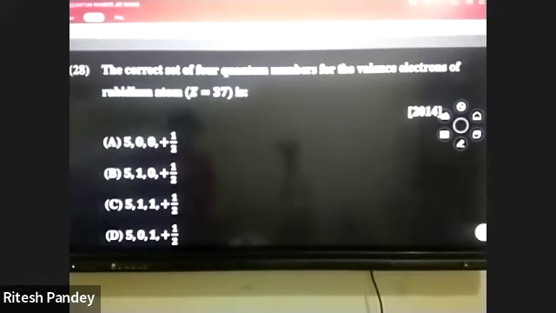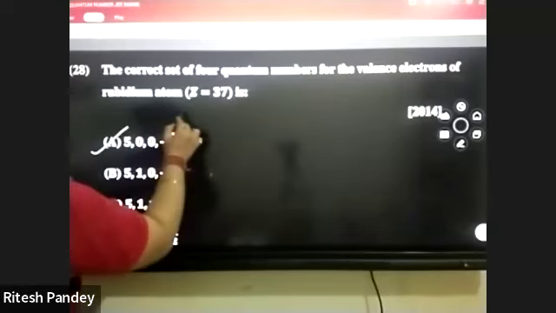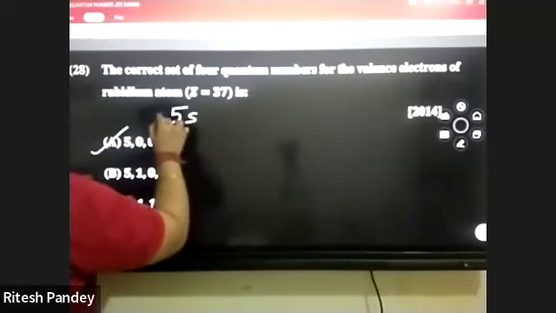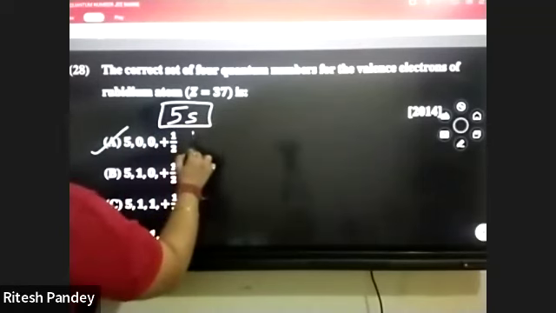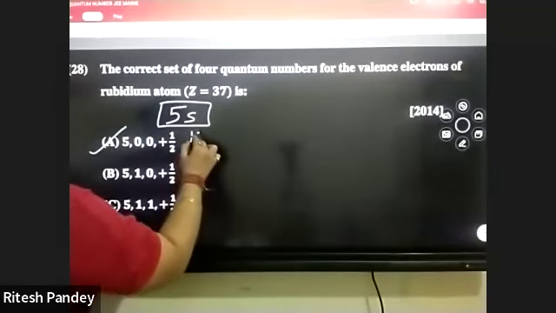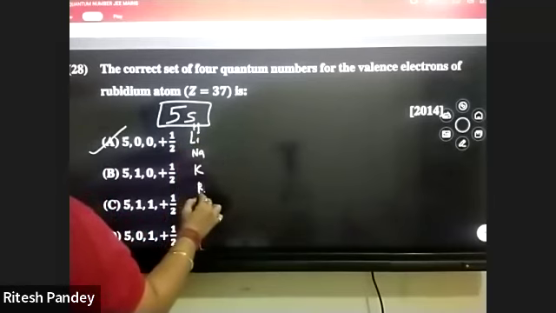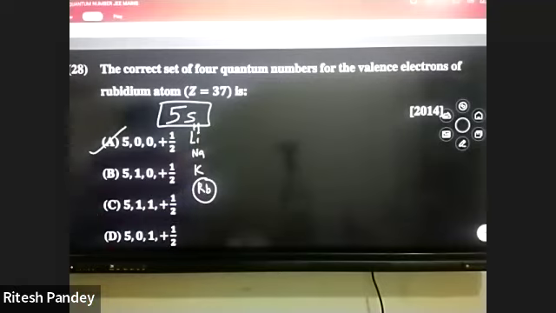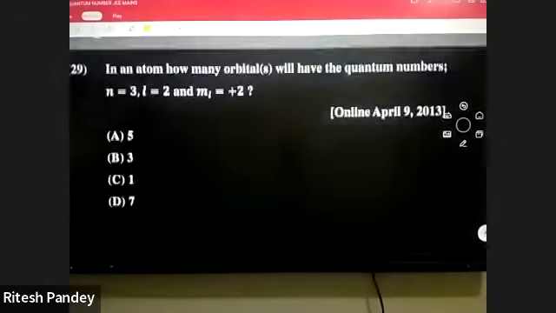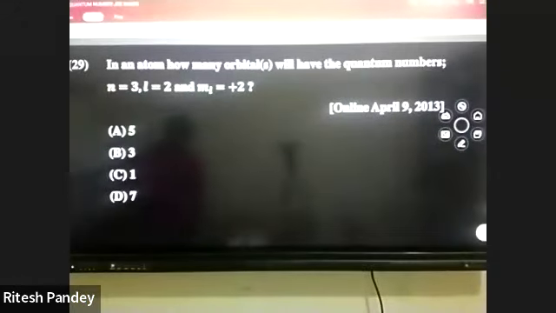Yes, please. Rubidium, Z is 37, was the right answer. Option A. Sir, A. A option. 5s चाहिए मेरे को. 5s चाहिए. Hydrogen, lithium, sodium, potassium, rubidium. Alkali metal, 5s. 500 will be the right answer. 29.